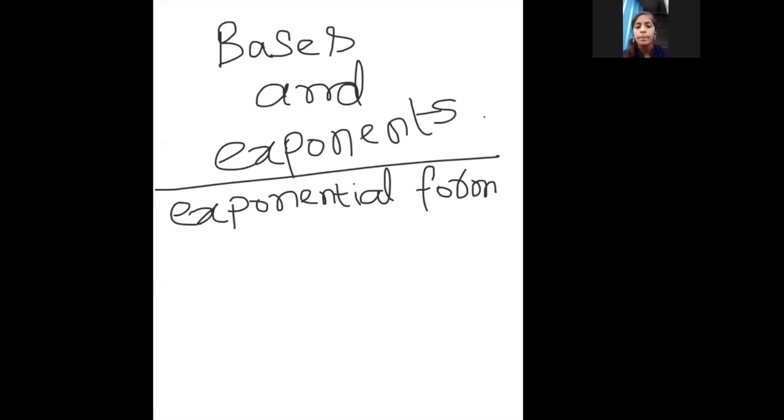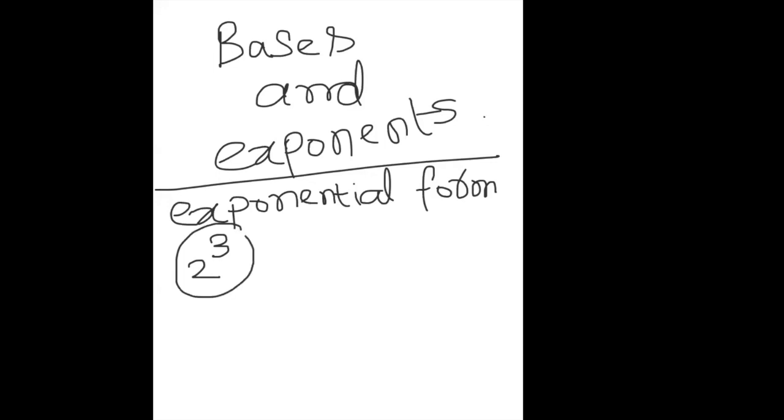When can we call some form an exponential form? We will see. So what is an exponential form? For example, the number we can take as 2 to the power 3. So this is the number. This number is in exponential form. Why is it in exponential form? Because it has a base.